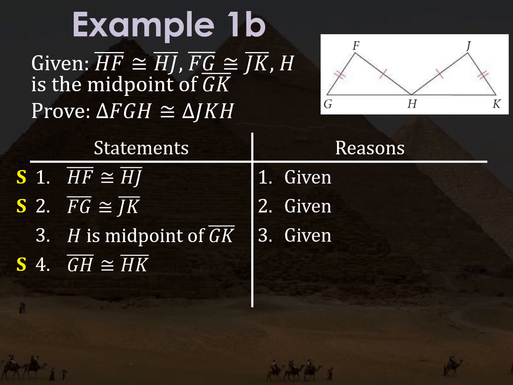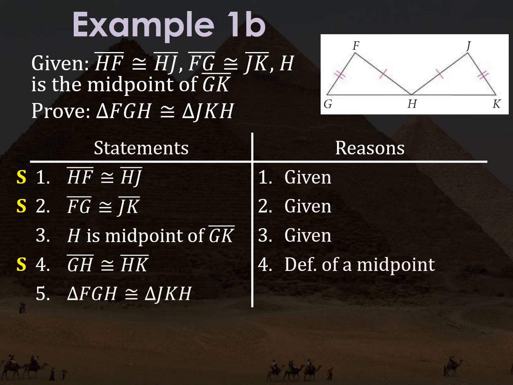And here it is. Segment GH is congruent to segment HK, and that is by the definition of a midpoint. What the midpoint of a segment says is that a midpoint bisects a segment into two congruent segments. In this case, GK's midpoint H bisects segment GK into two congruent segments, GH and HK. So now you have SSS, so triangle FGH is congruent to triangle JKH by SSS.